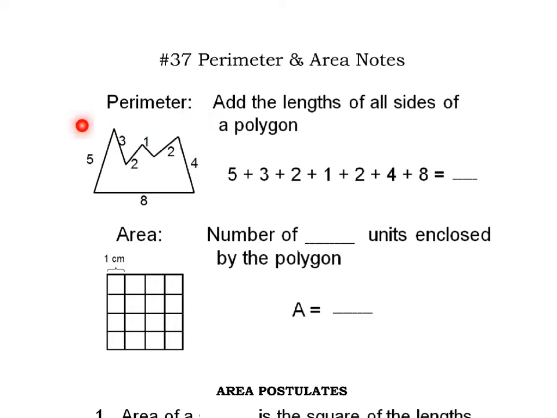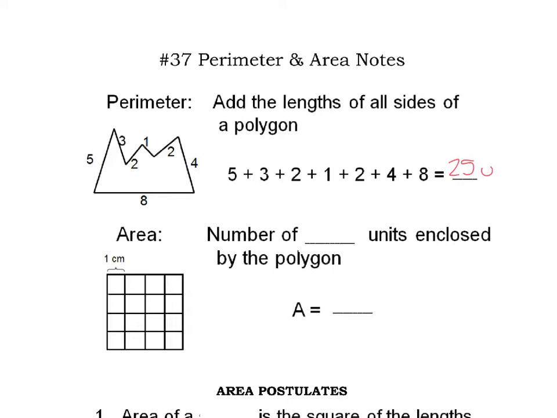So let's start with what is perimeter. Perimeter is essentially being able to add the lengths of all sides of any polygon. So for example here, if I have this polygon and we add up all of its sides, which are 5, 3, 2, 1, 2, 4, and 8, we would end up with a perimeter of 25 units.